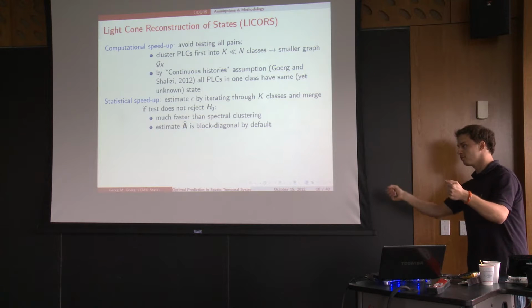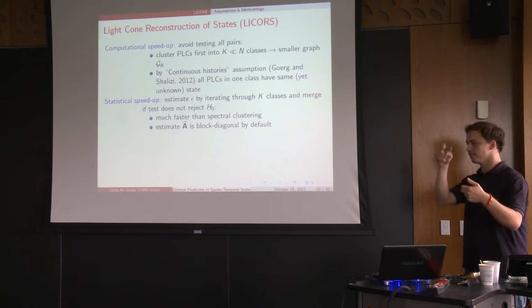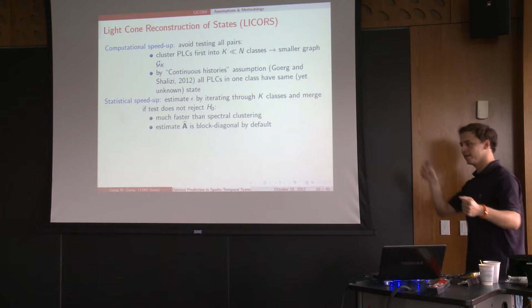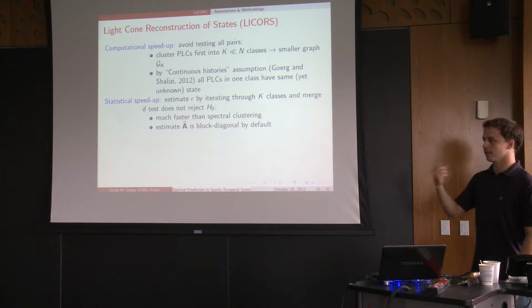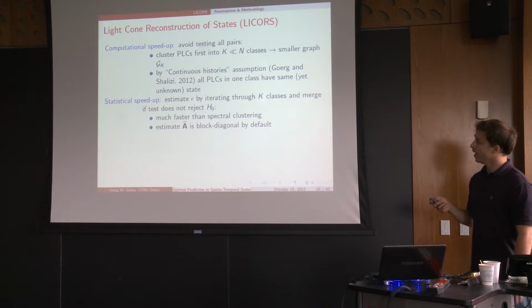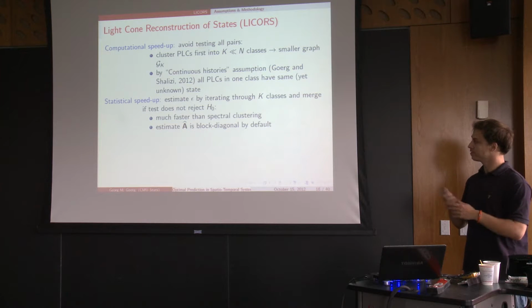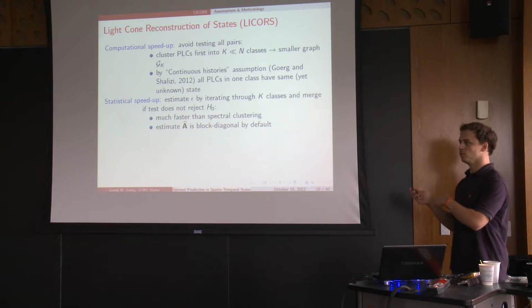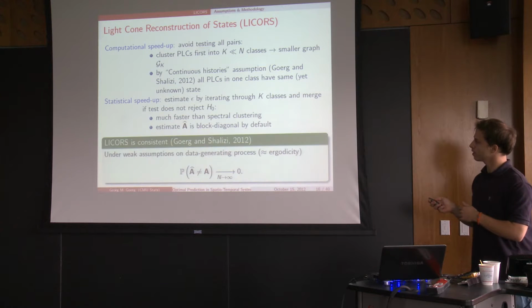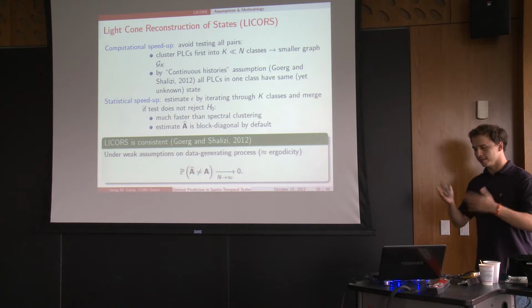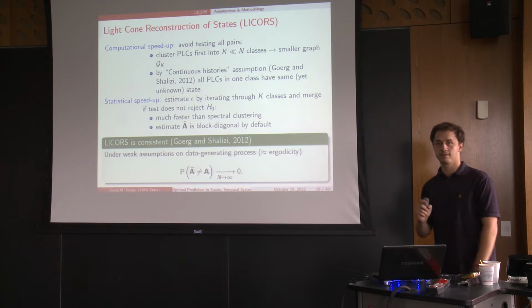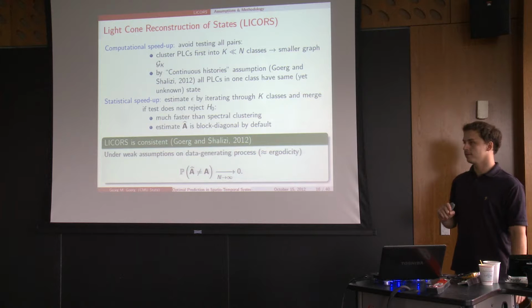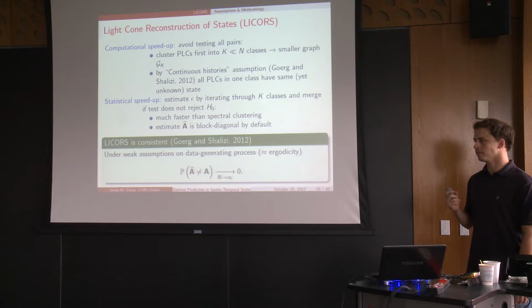Then you look at the third one. Is it the same as 1? No. Is it the same as 2? No. Oh, generate a new state. And you iterate through the list. This is much faster than spectral clustering. And the nice property is that the A hat is by default block diagonal, so I don't even have to do any spectral clustering. And you can show, under weak assumptions, more or less ergodicity, that this estimator is consistent.